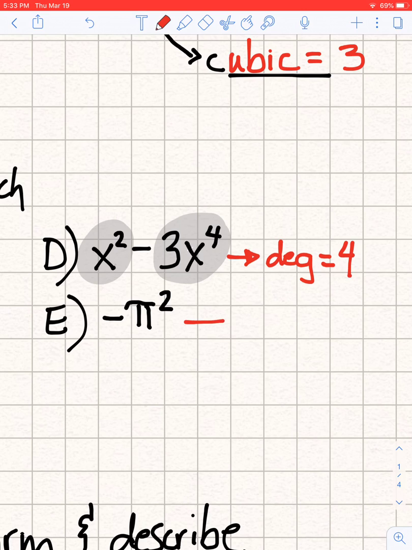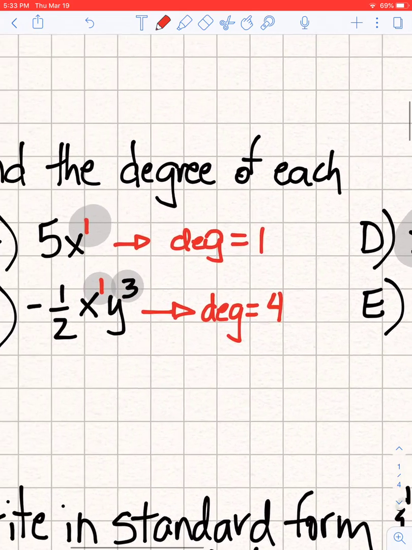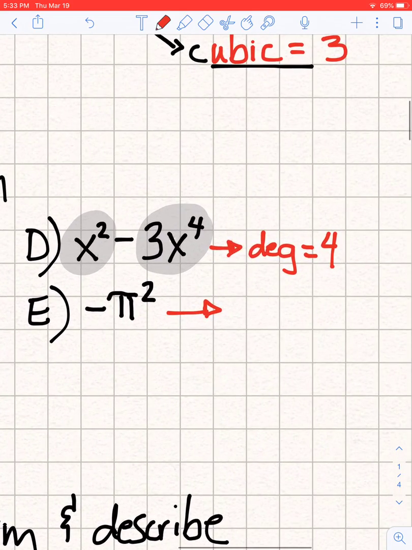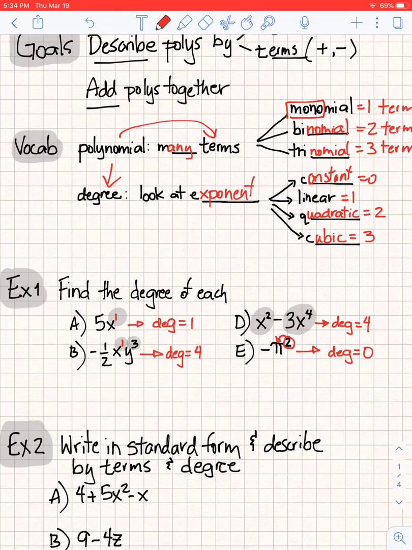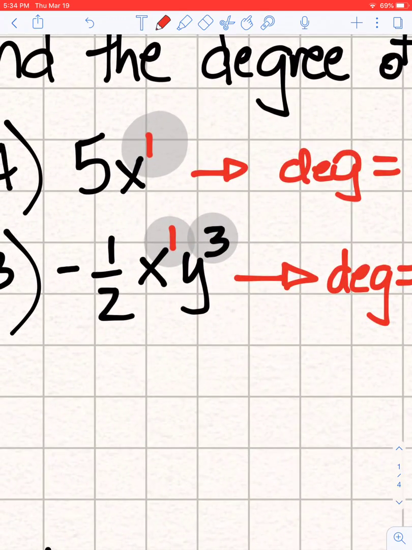And our last example here, I don't know why I called them A, B, D, and E. I guess I forgot letter C, pardon me. Example E, it looks like it's got a variable, but there actually is no variable. Remember that pi is a constant. And so because there is no variable, our degree is just 0. Don't get fooled by that 2. That 2 is affecting the pi, not a variable. Notice there's no letter there. All right. So, finding the degree of each term, you look at each term separately and find the power. If there's more than one variable in the power, add them up.